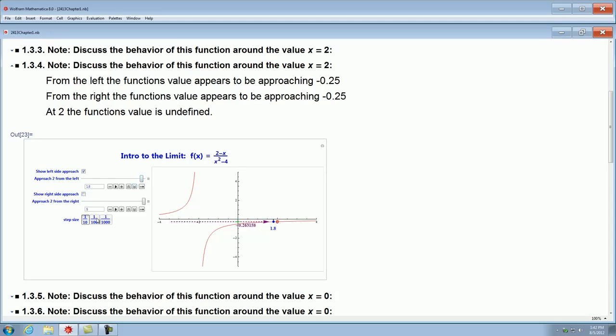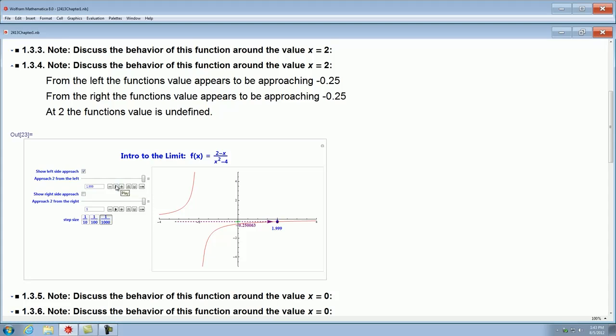But as I keep coming towards 2, the value of the function appears to be approaching, well, this is kind of hard to see. Let's see. It appears to be like -2.5. Let me see. I'm going to go even finer. Yeah, about -2.5 is what it looks like it wants to be.